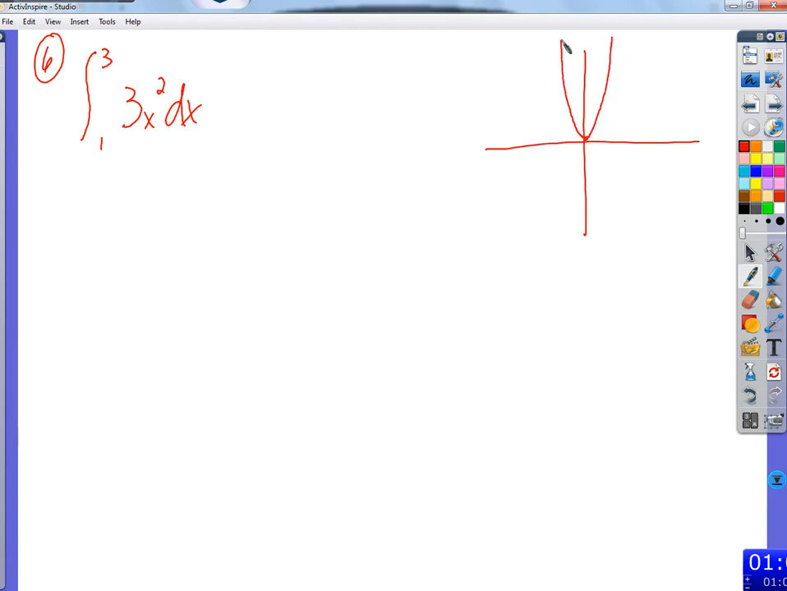3x squared like this. Let's say this is 0 and this is 3. We're going to find this area right here. No, we're going from 1. Oh, sorry, 1 and 3. This is 0, this is 1, so we're going to find this area. So how do we find this area?